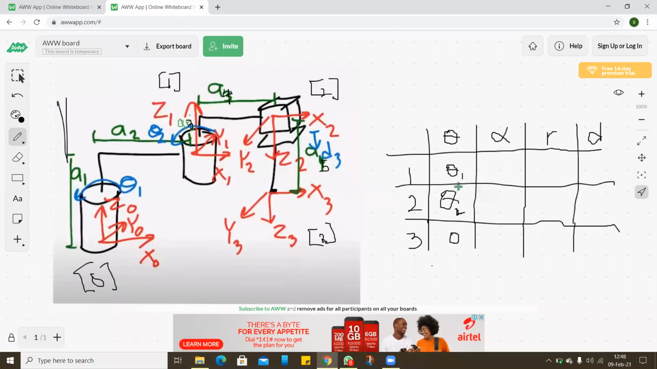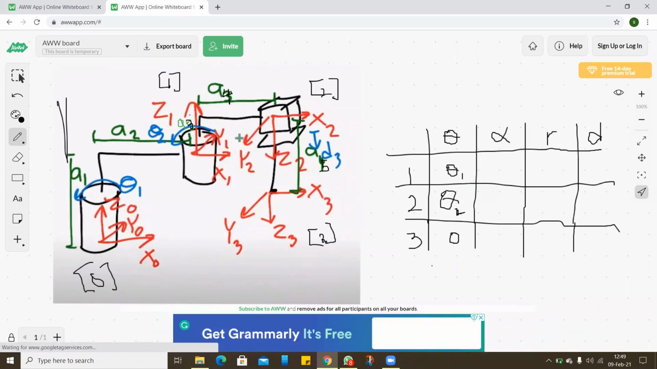So what's alpha? Mute yourself, please. Alpha is the rotation of this to this in the current x. So what's the rotation of this to this in the current x? 0. Exactly. Because this is not the place we now have to compare. But z1 and z0 is the same, y1 and y0 is the same. So it's 0. Moving on.